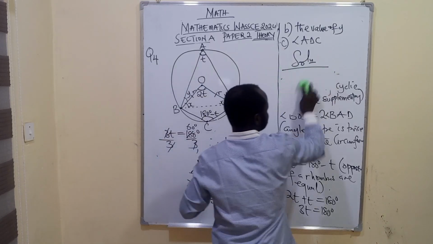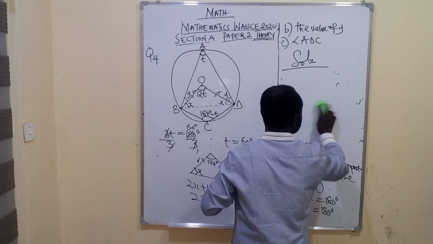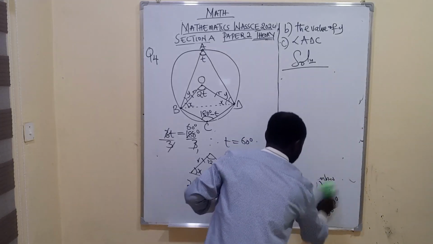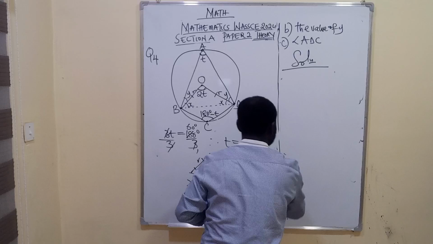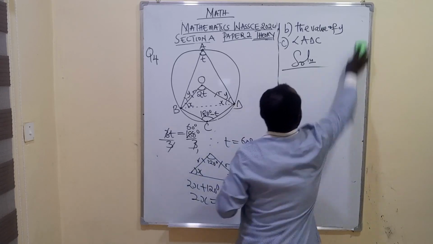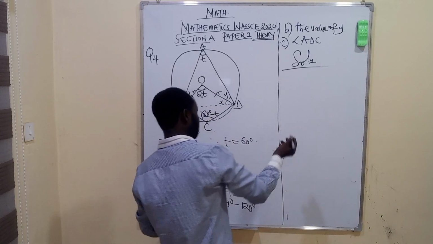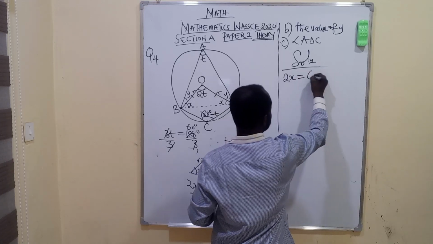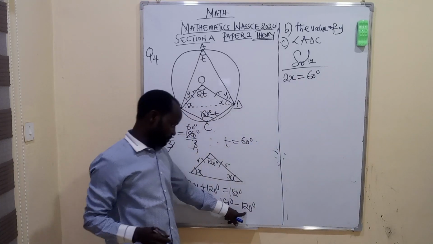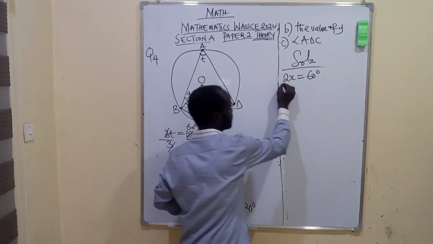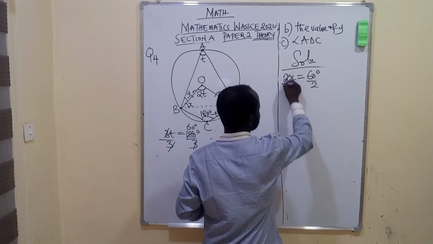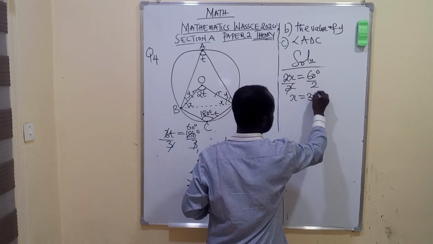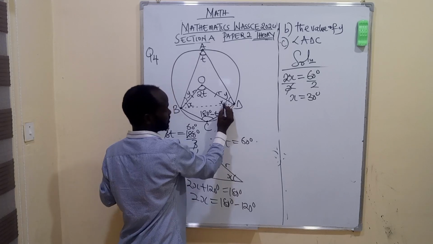Let's move here so that we can find the value of x. So we can divide both sides. This will be 2x equals 60 degrees, that's 180 minus 120. So we can divide both sides by 2. So x now will be 30 degrees. So meaning this angle here is 30 degrees.